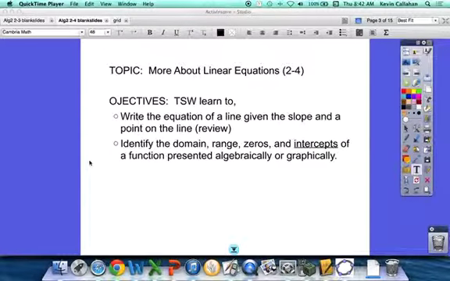So the objectives are the same as last time because it's still all about linear equations, which is mostly a review of Algebra 1 and geometry and pre-algebra and all that stuff.